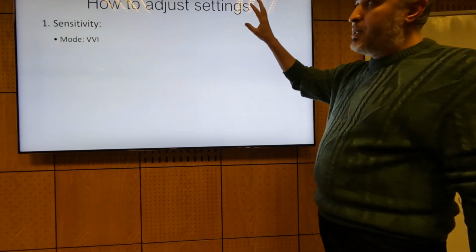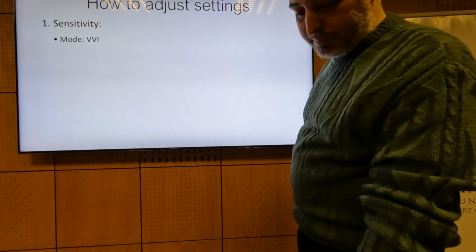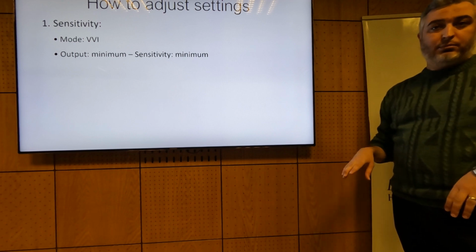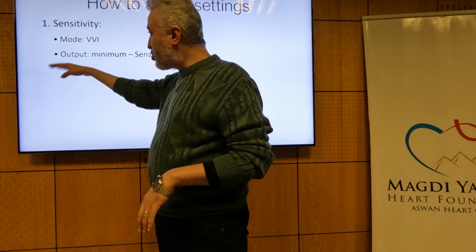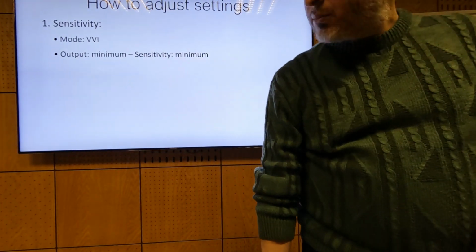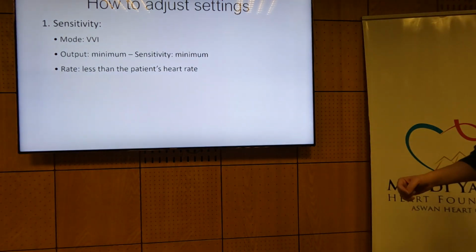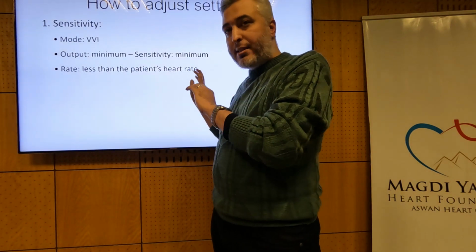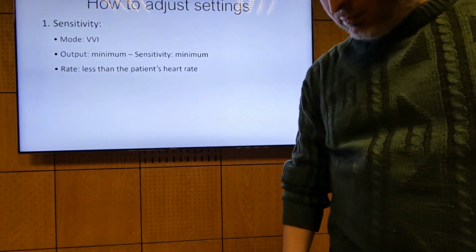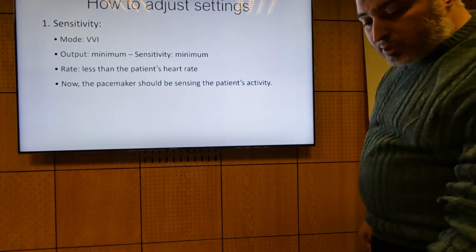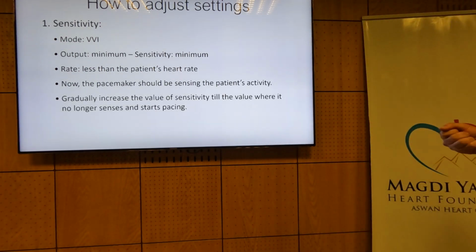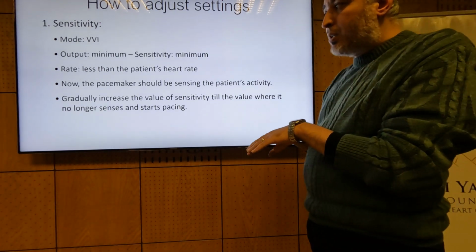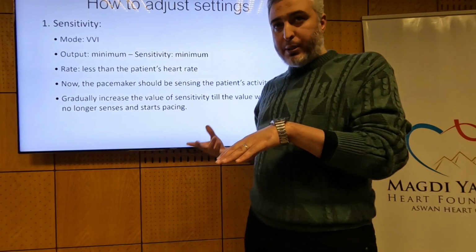So now we're adjusting the sensitivity for the ventricular pacing. Set the mode on VVI, and then you set the output on minimum and sensitivity on minimum. Okay? So we're now sensing everything and almost not pacing because the output is very, very low. And then set the rate to be less than the patient's heart rate. So the pacemaker will be sensing the patient's heart rate, but also sensing lots of other noise. And now you start gradually increasing the value of the sensitivity, so that you keep increasing the number till the pacemaker stops sensing the patient's activity and starts pacing.